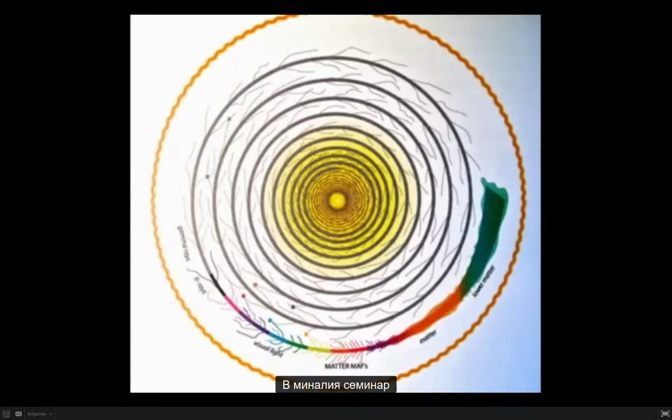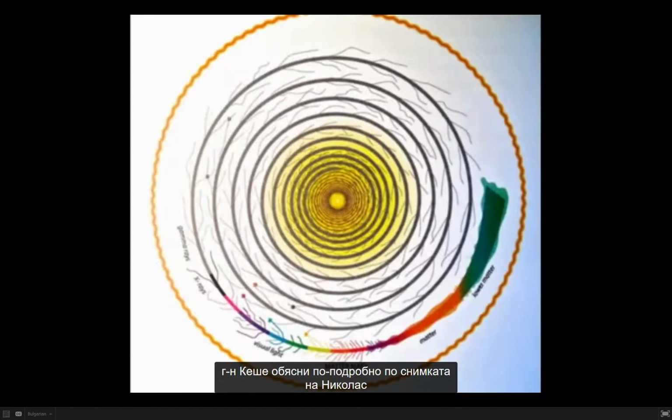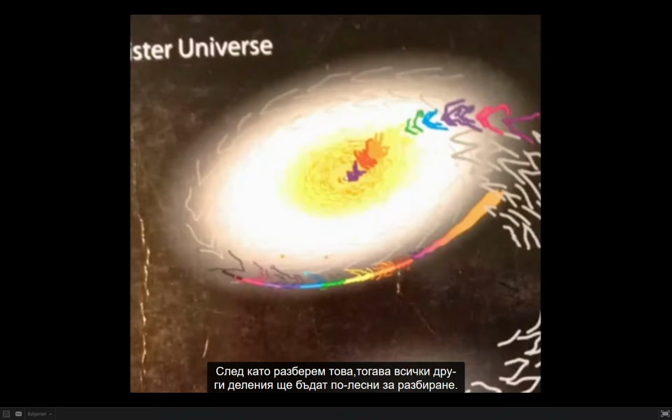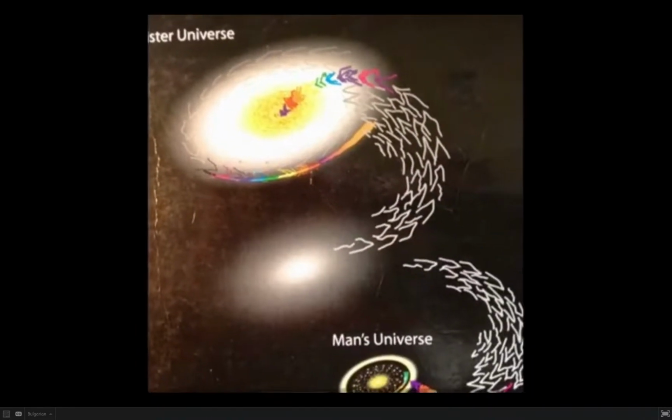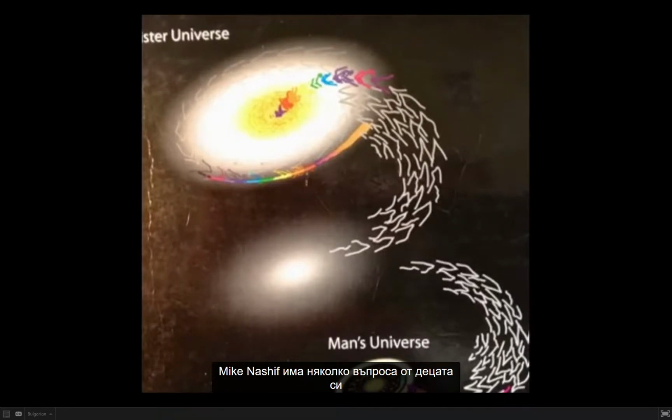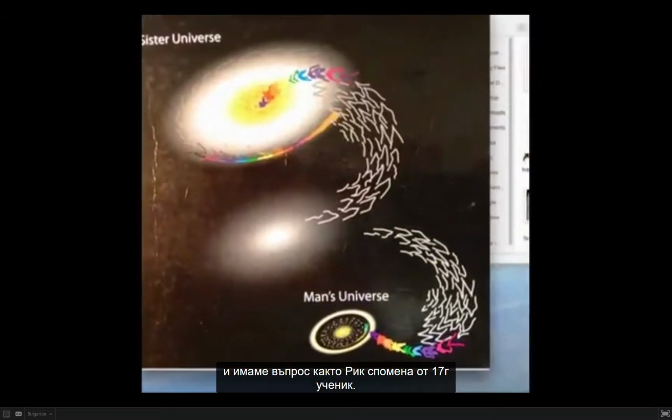In the last Knowledge Seekers workshop, Mr. Kesh, you elaborated on Nikola's drawings, and I wanted you, if we have enough time in the 50, 60 minutes we have, to elaborate in a kid's language on the initial fundamental division of magnetical fields, which you said is very important to understand. Once we understand this, then all the other divisions are easily understandable. Mike Nashif has a couple of questions from his own kids, and there's a question, as Rick mentioned, from a 17-year-old boy.